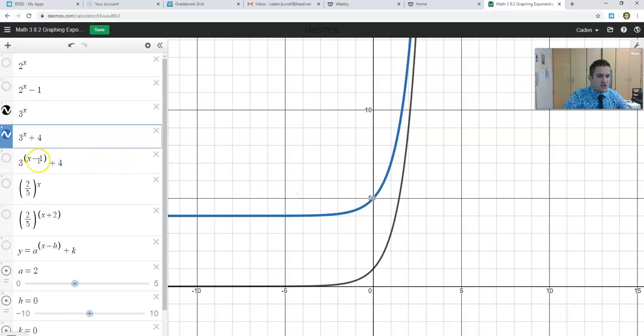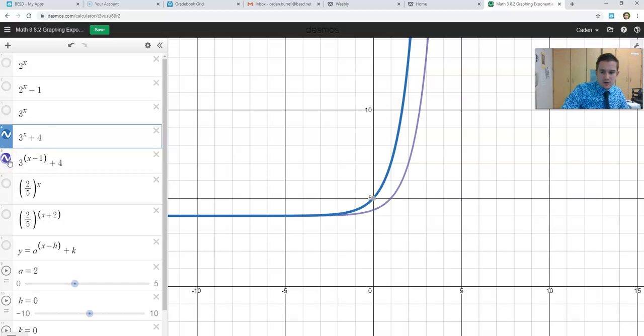So how is this going to change it? How is this going to affect the graph right here if I add an x minus 1 up here in the parentheses, in the exponent? Let's check. Is it going to move it to the left? Is it going to move it to the right? Is it going to move it up? Is it going to move it down? Well, there you go. It ended up moving it to the right.